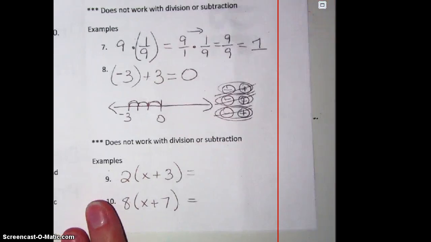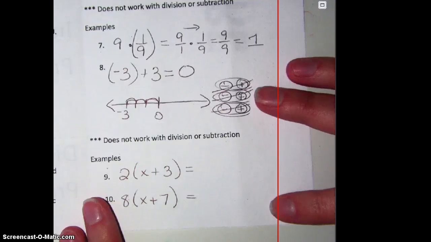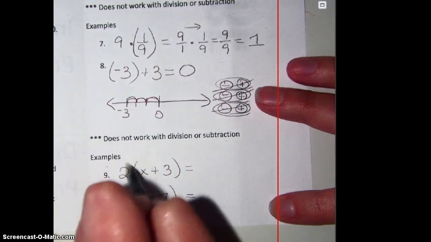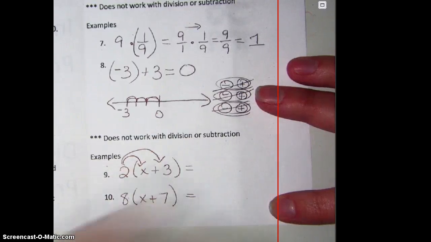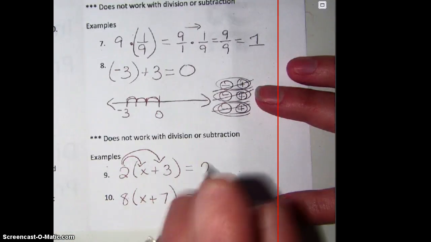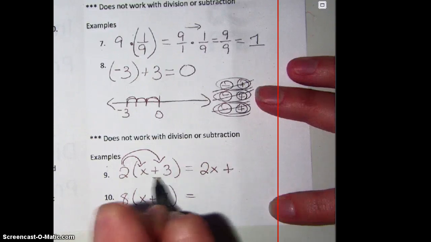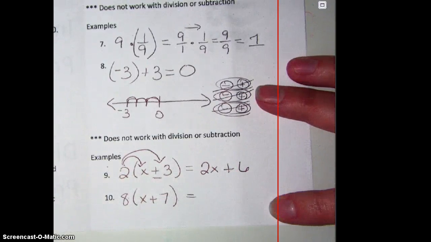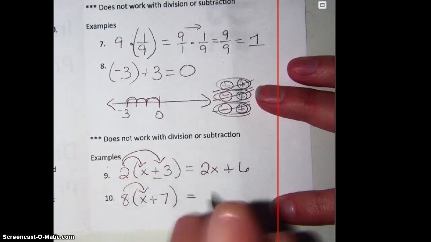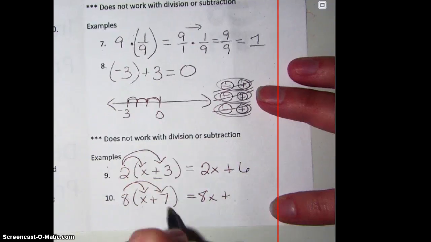So let's take a look at the examples here. I used some variables to help us get through this a little bit. So what they're asking you to do here is multiply the 2 by the x and the 2 by the 3. If I do 2 times x, I'm just going to write 2 times x plus, symbol stays the same, 2 times 3, which is 6. Same thing here. 8 times x, 8x. 8 times 7 is 56.